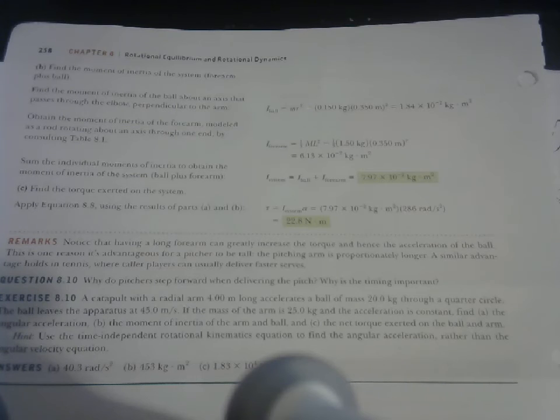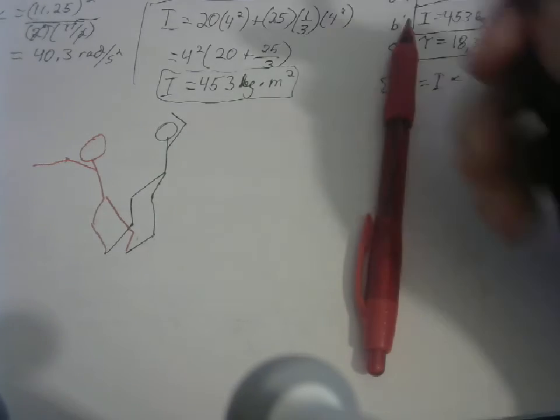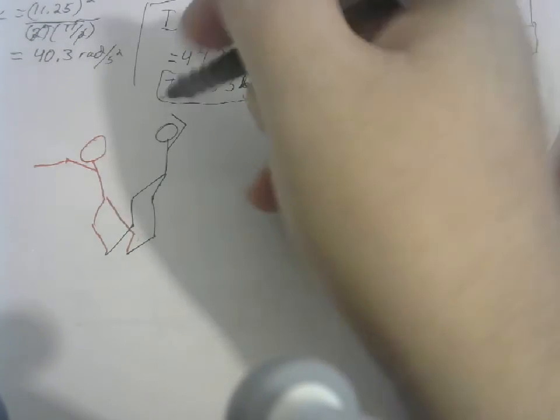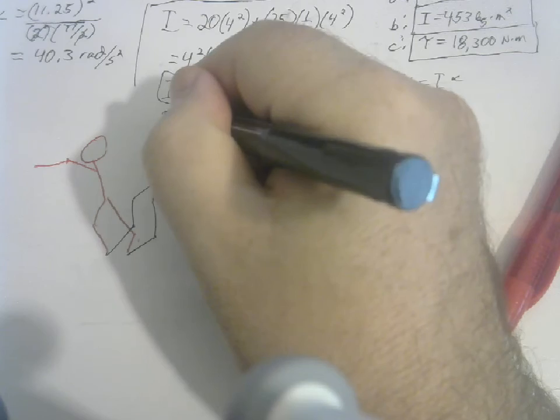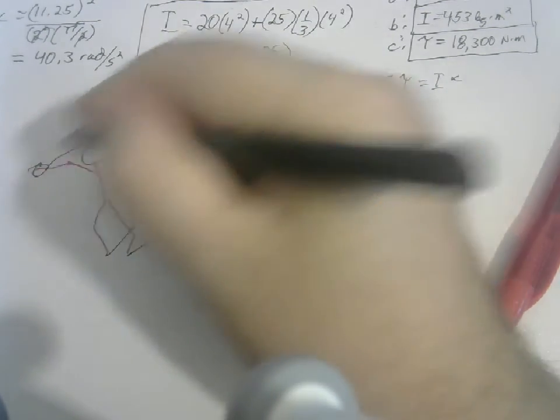As for the question 8.10, it asks, why do pitchers step forward when delivering the pitch, and why is the timing important? Well, my first thought is that they're adding their own forward velocity to the pitch, but it seems like that would be negligible. So, drawing a couple of really bad stick figure drawings, I'm imagining that the ball starts up here and goes around this direction.